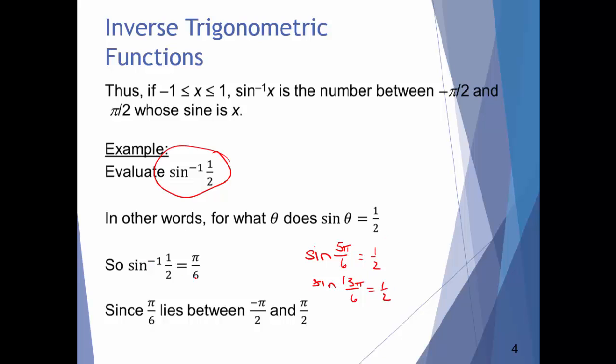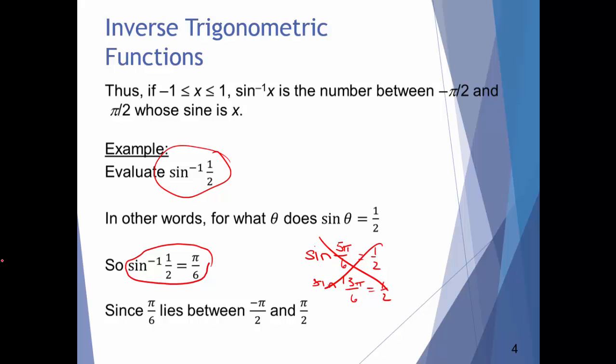So why specifically are we saying, nope, when you ask for the sine inverse of 1/2, the answer is pi over 6? That's where these restrictions come in. The answer you should be giving back should be an angle between negative pi over 2 and pi over 2. Neither of these meet that requirement. So that's why we're specifically picking pi over 6.